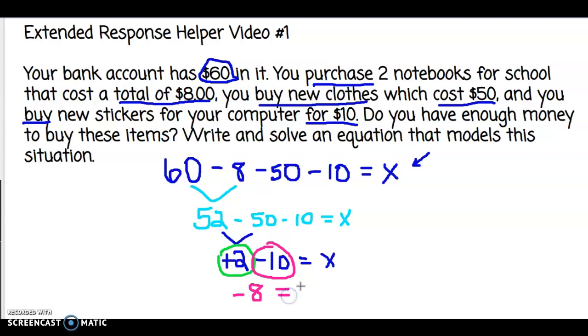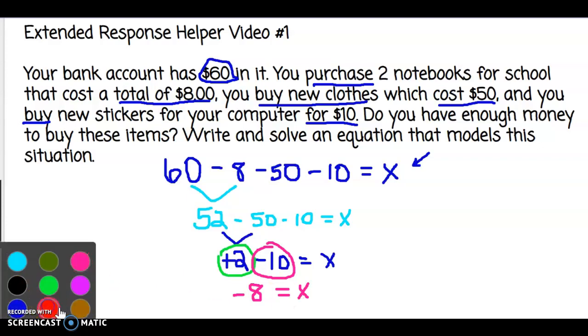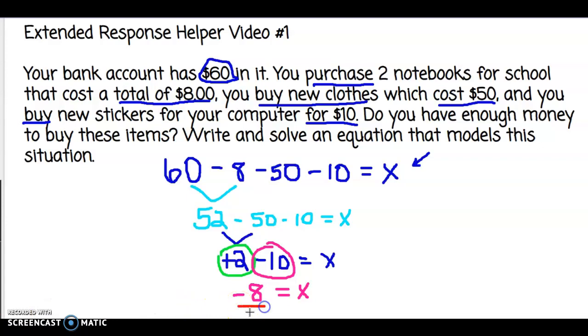Now notice I'm saying that equals x. So that equals the amount that is now in my bank account. Well, hopefully you're realizing that if I have a negative value in my bank account, that means I do not have enough money to purchase these items because I am now in the negative. I don't have enough money in my bank account to actually purchase these items.